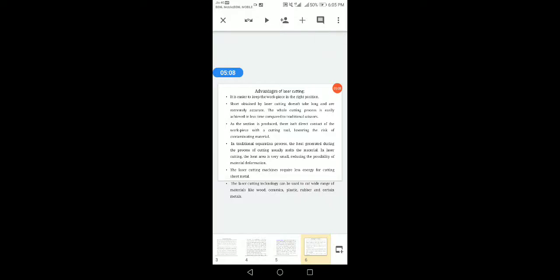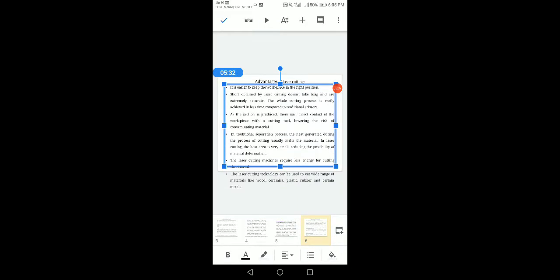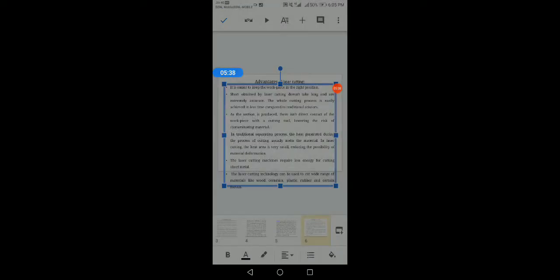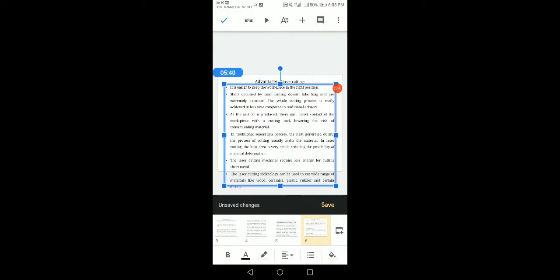Advantages and disadvantages of laser cutting. It is easier to keep the workpiece in the right position. Cuts obtained by laser cutting do not take long and are extremely accurate. The whole cutting process is easily achieved in less time compared to traditional scissors. As the cut is produced, there is no direct contact of the workpiece with the cutting tool, lowering the risk of contamination of the material.